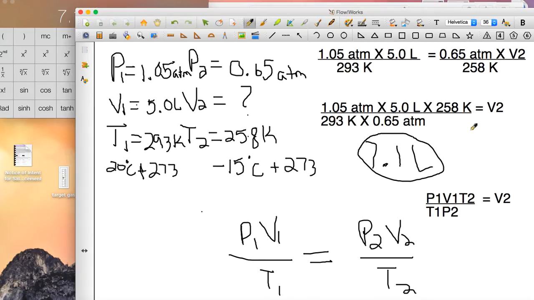Label-wise, how do I know I got liters? I want to talk about this quickly. This is why Mr. Young and I are crazy about you guys doing all your labels, because then you know exactly where you're going. Notice atm over atm. Kelvin is on the bottom and Kelvin's on top. You're left with liters. That's your only possible option for a label.